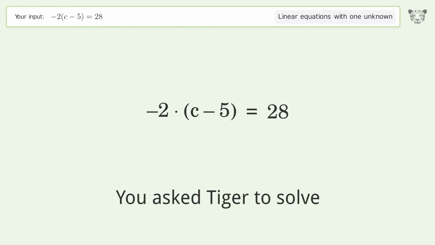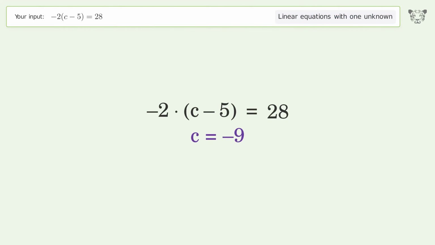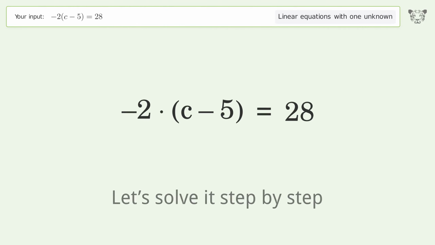You asked Tiger to solve this. This deals with linear equations with one unknown. The final result is c equals -9. Let's solve it step by step.